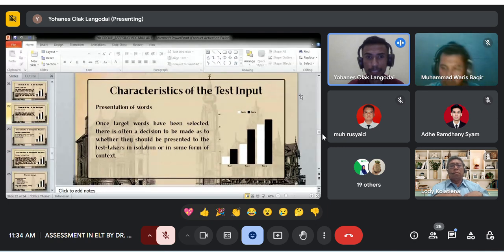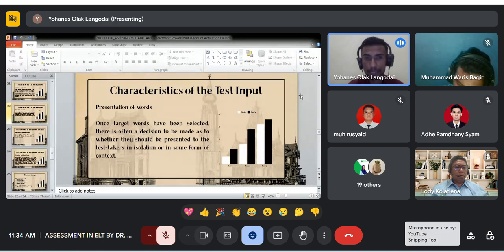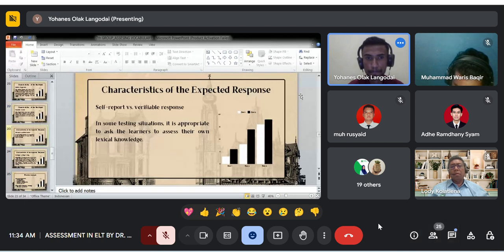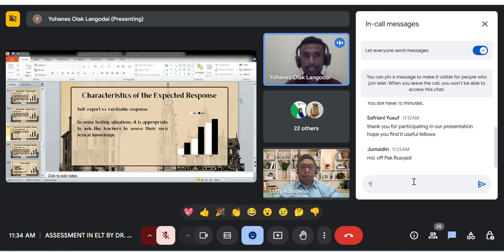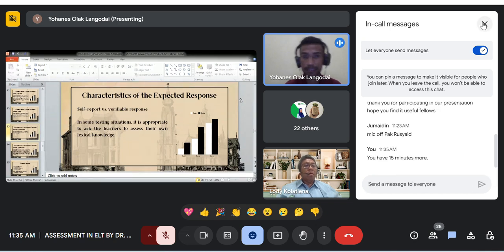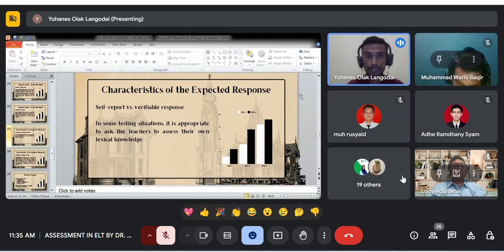The second, presentation of words. Once target words have been selected, there are often decisions to be made as to whether they should be presented to the test taker in isolation or in some form of context. Next, about characteristics of the expected response. Self-report versus verifiable response. In some testing situations, it is appropriate to ask the learner to assess their own lexical knowledge.